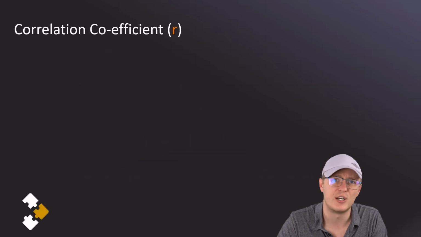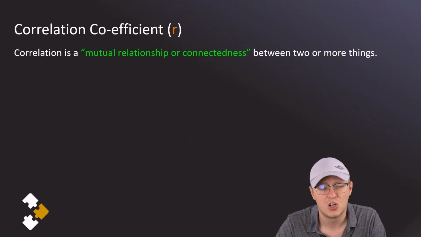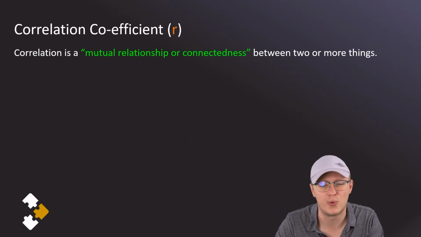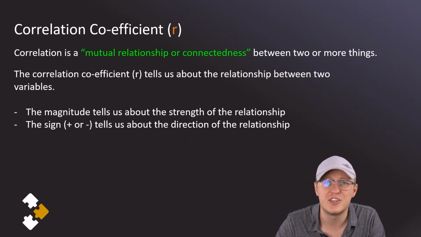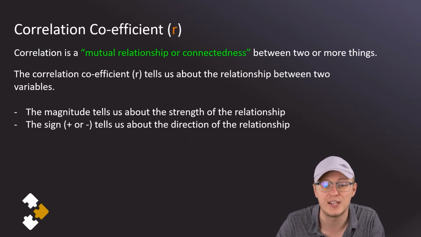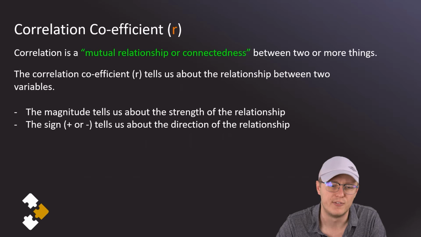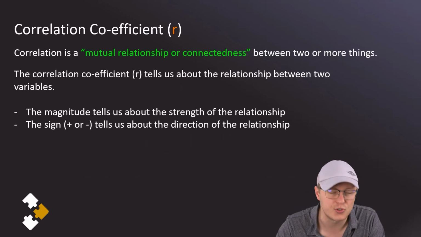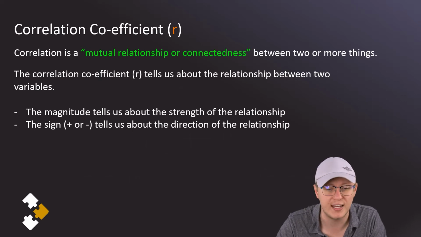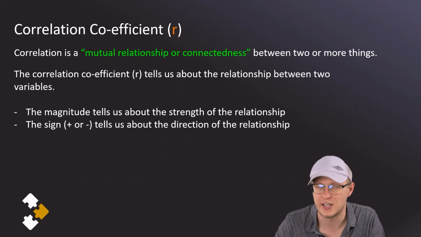Let's talk about the correlation coefficient. Correlation is a mutual relationship or a connectedness between two or more things. Now, the correlation coefficient is going to tell us about the relationship between our two variables. The magnitude of the correlation coefficient tells us about the strength of the relationship. And the sign, whether it's positive or negative, is going to tell us about the direction. And we'll see what that means in a moment.